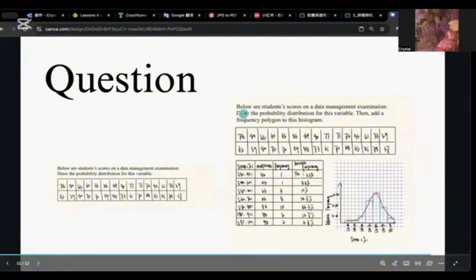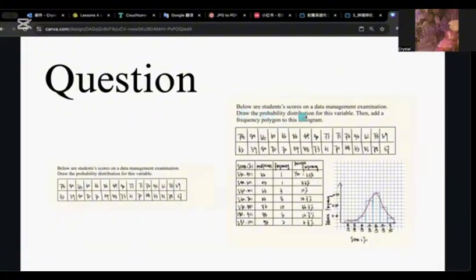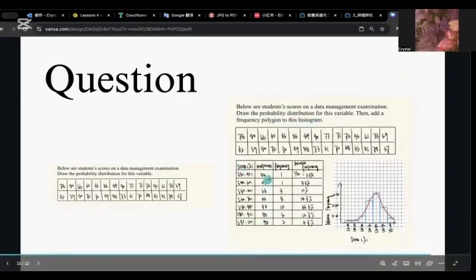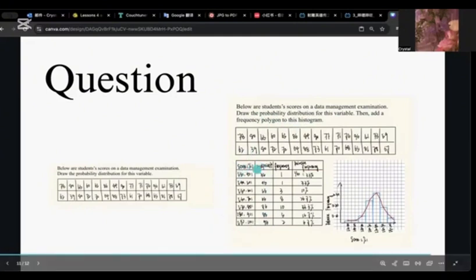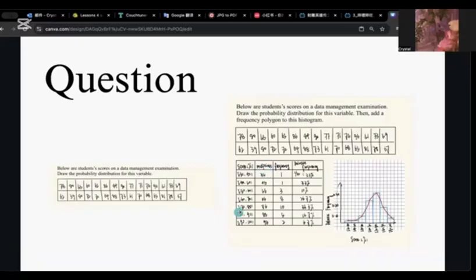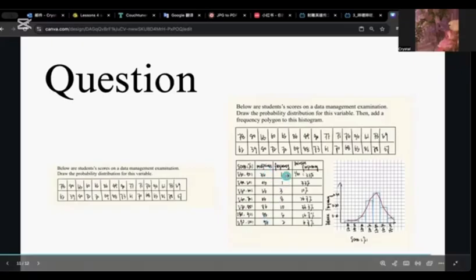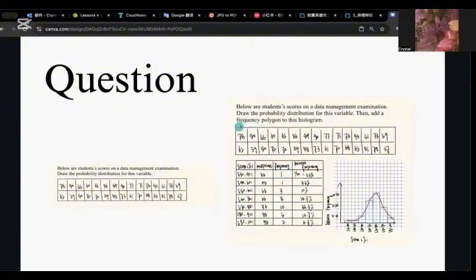The question is: below are students' scores on a data management examination. Draw a probability distribution for this variable, then add a frequency polygon to this histogram. First, we will calculate a few intervals. So here are the intervals we have. Then we will calculate the midpoint for each interval, and we will find the frequency from the table here, and we will divide the frequency by the total number. We will get the relative frequency.